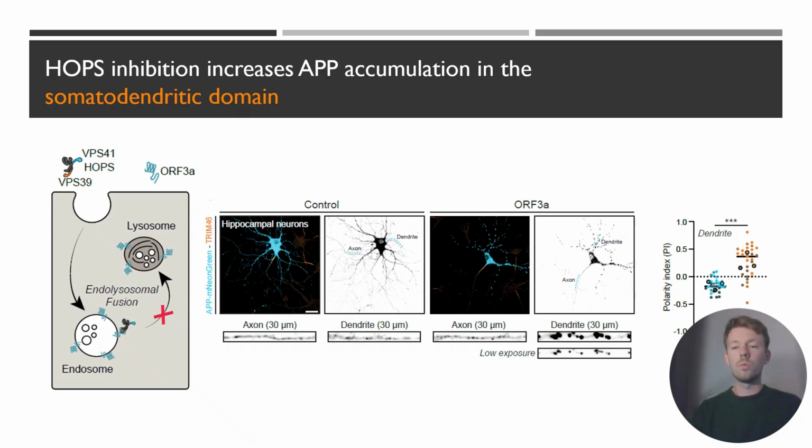However, if we look into HOPS-depleted cells, HOPS-impaired cells, we see that there's an accumulation of APP within puncta, similar to what we see in HeLa cells. Surprisingly, this accumulation only occurred in the somatodendritic domain of neurons, indicating that this local processing of APP by BACE1 mainly occurs within this domain.